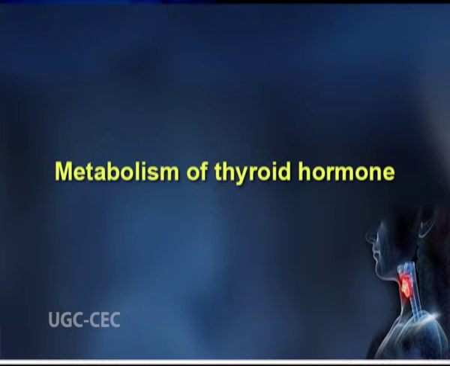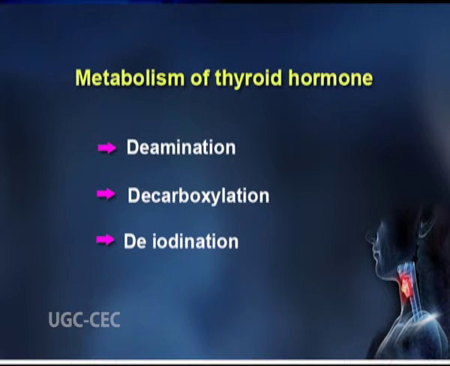Metabolism of thyroid hormone. No hormone that is produced in the body persists. Half-life period of hormones are different depending upon functions and nature of hormone. The thyroid hormone is chiefly metabolized in the liver and kidneys. The thyroid hormone undergoes three main processes: deamination, decarboxylation and deiodination, due to which metabolites are formed and then excreted by urine and fecal matter.